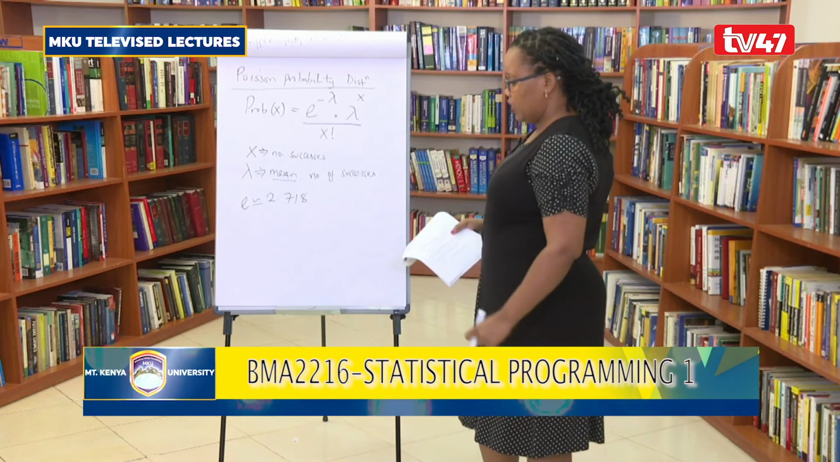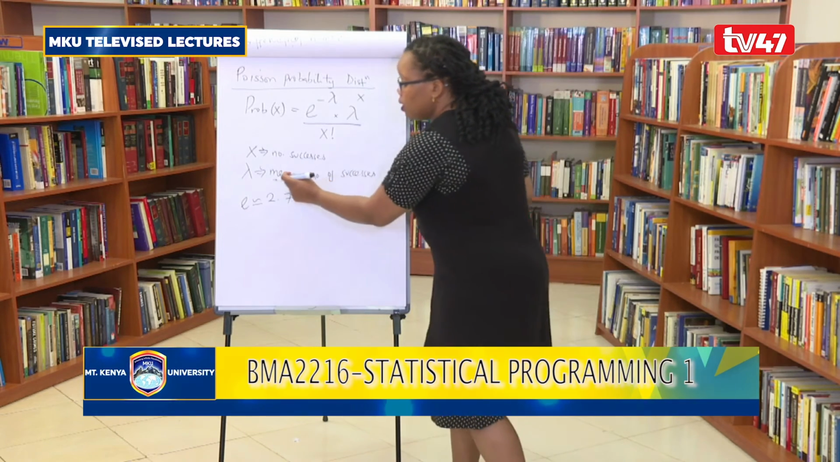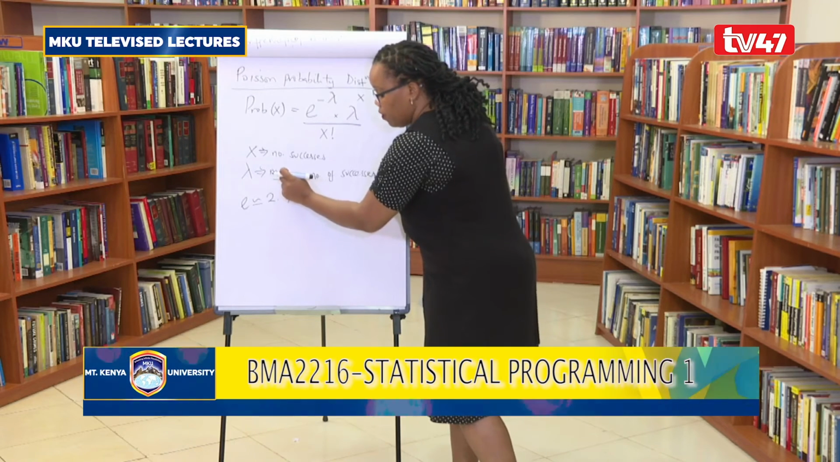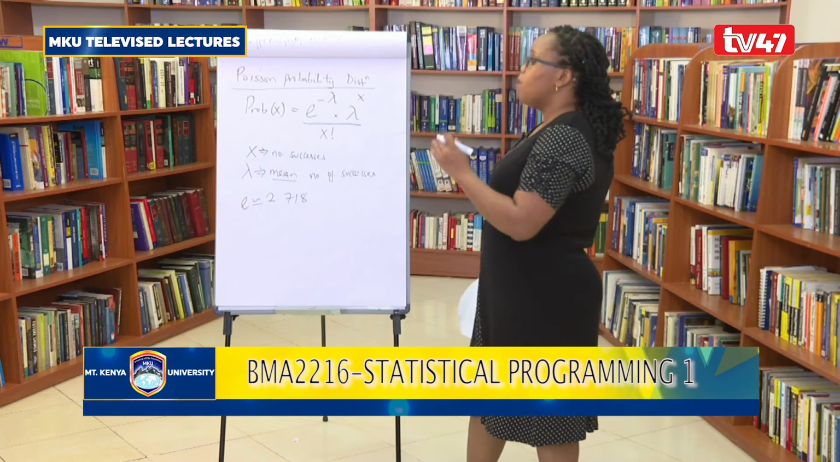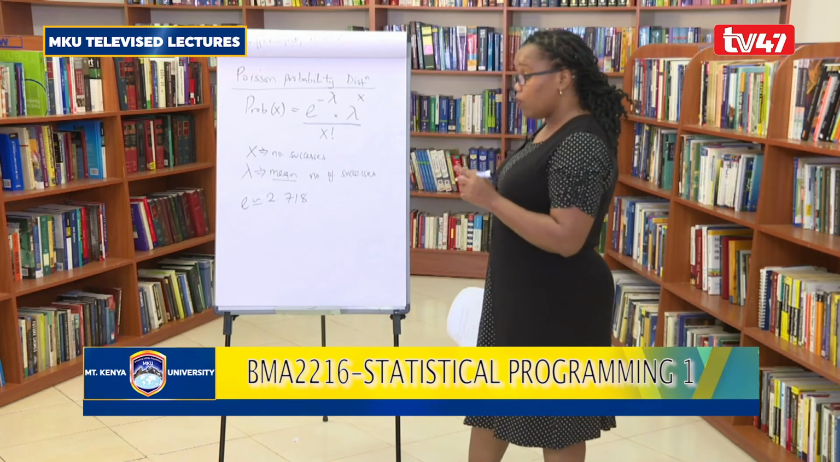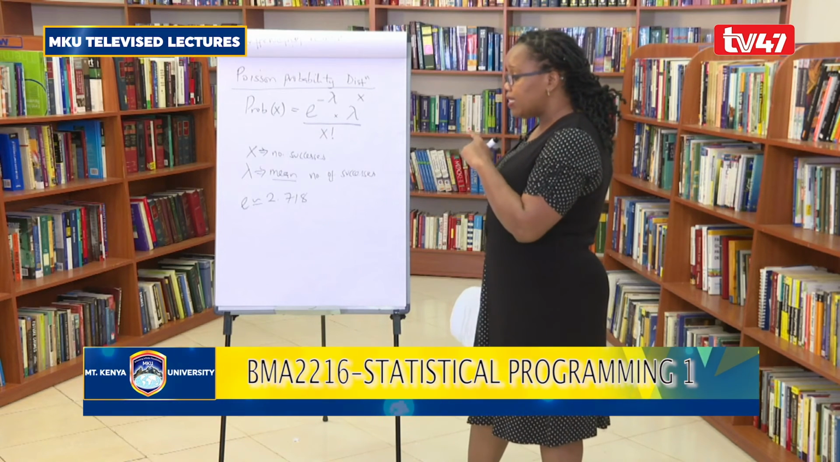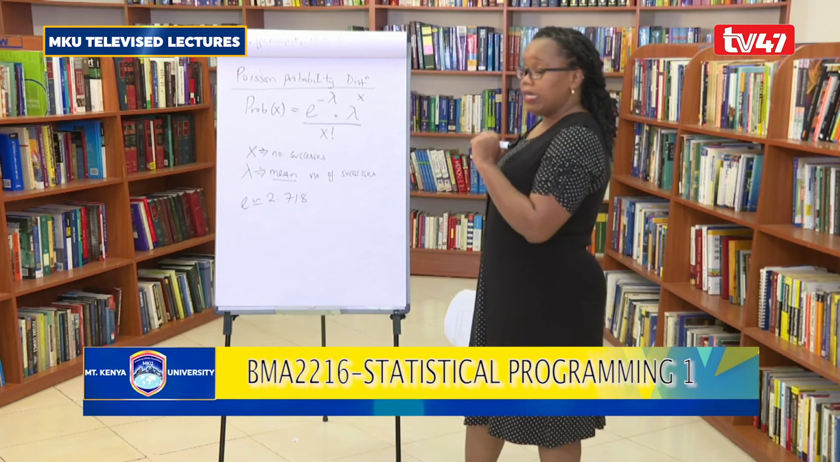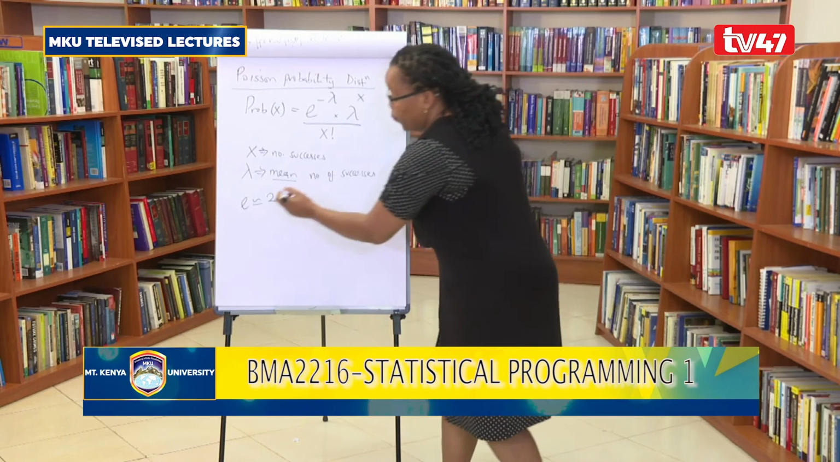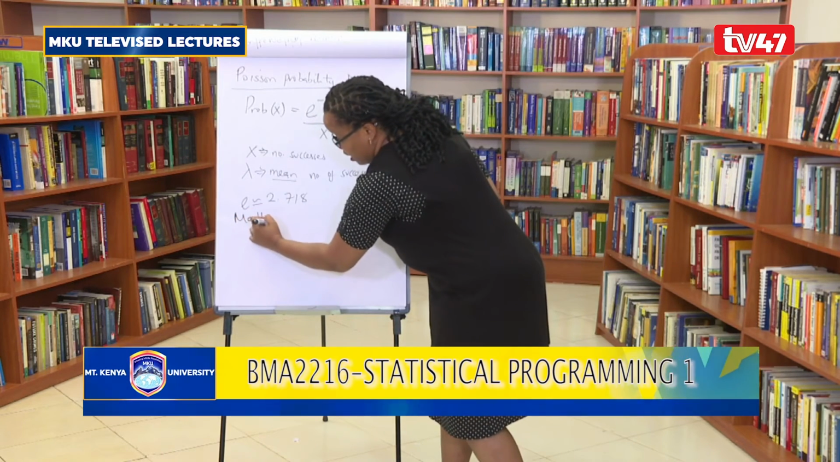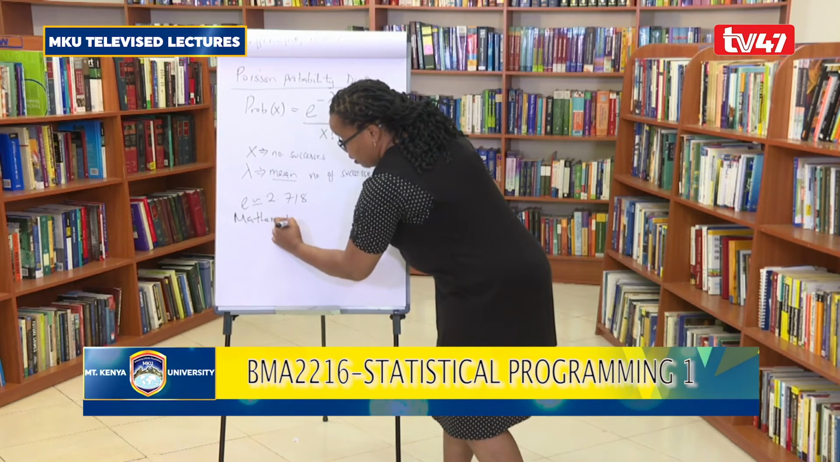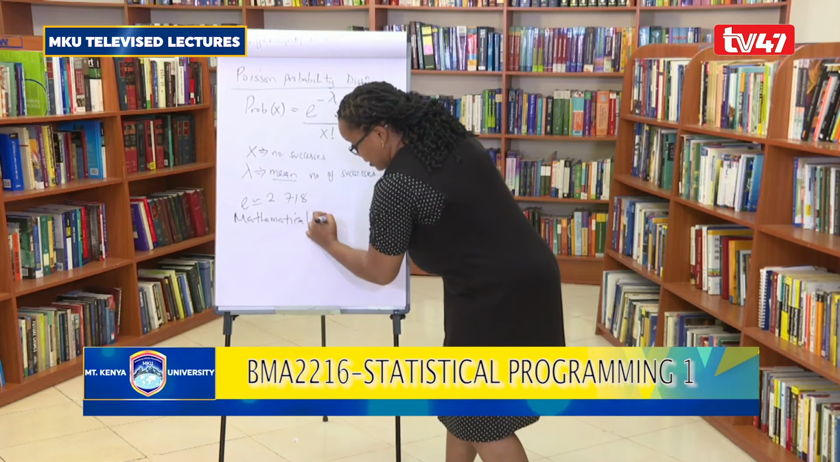We have a challenge. How do we get the value of the mean? Before we can even calculate anything, we need to understand the mathematical properties of a Poisson distribution. Now, they are very simple because they are unique. Mathematical properties.